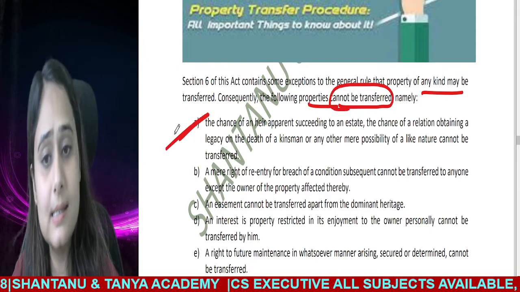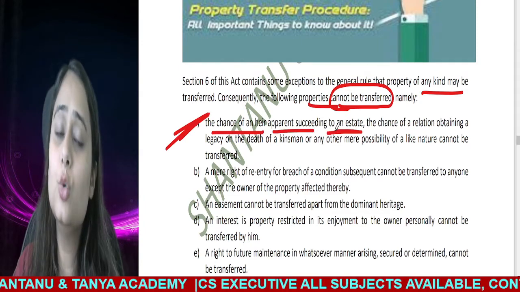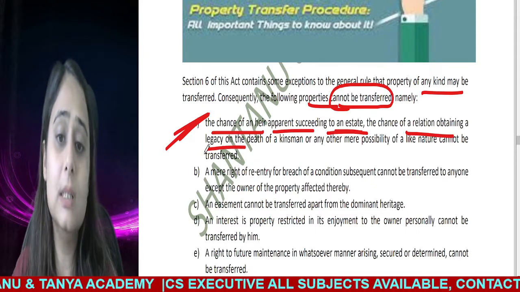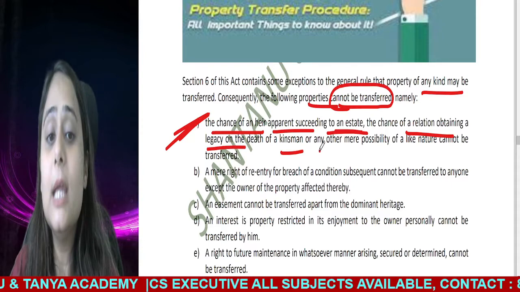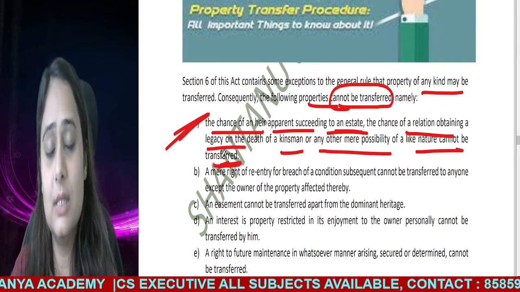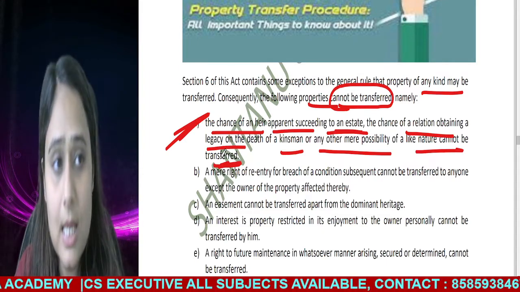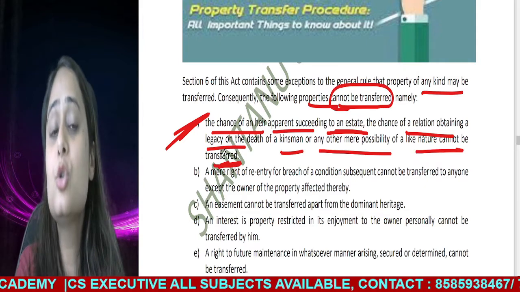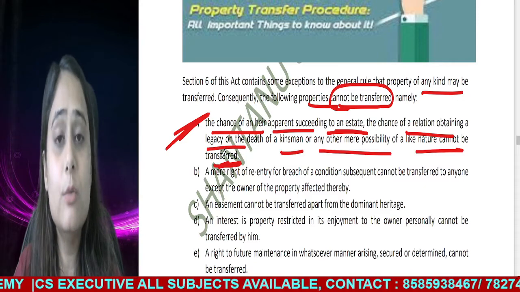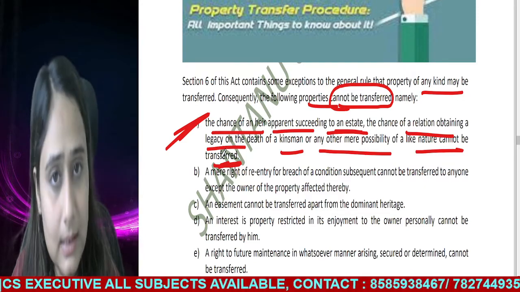So the first thing is that the chance of an heir apparent succeeding to an estate, the chance of a relation obtaining a legacy on the death of a kinsman, or any other mere possibility of the like nature cannot be transferred. That means merely based on pure assumptions that my father has so much property, and I being the only heir, or one of the heirs, will get that property. So I am basically assuming things, right?